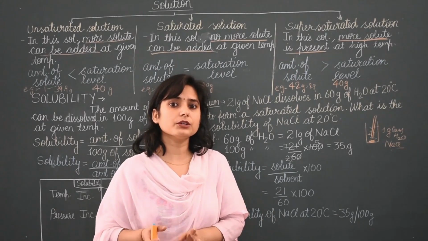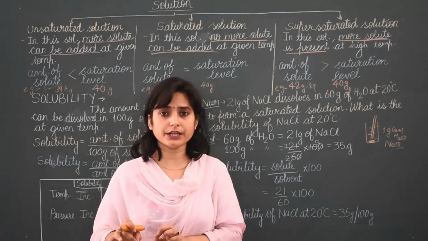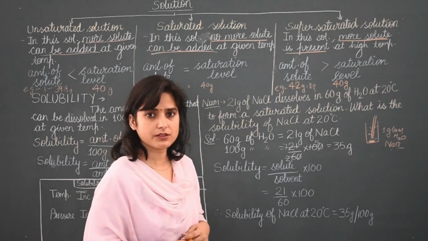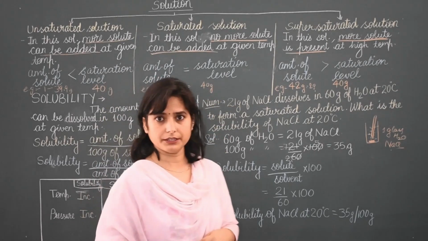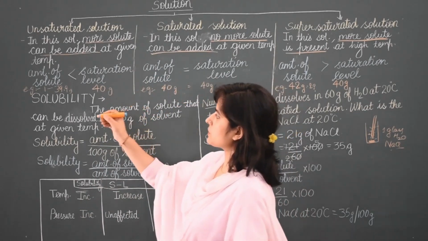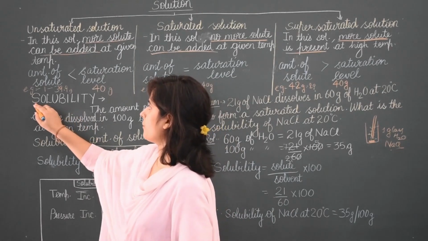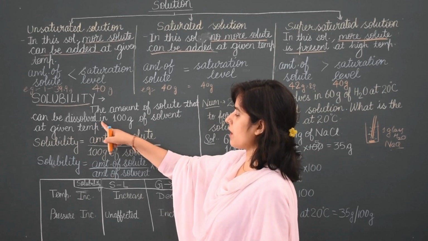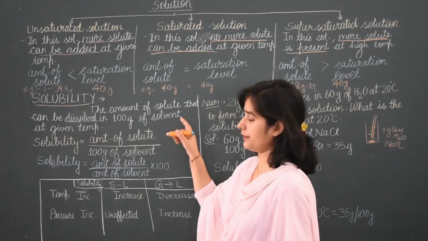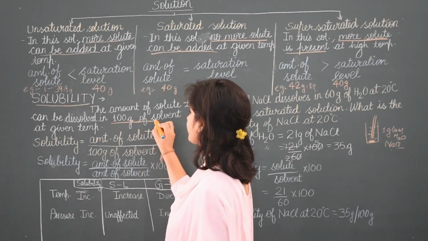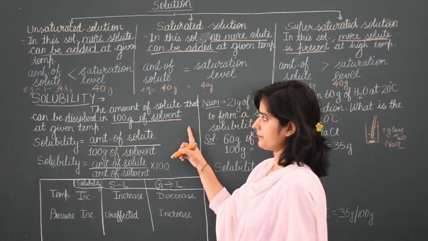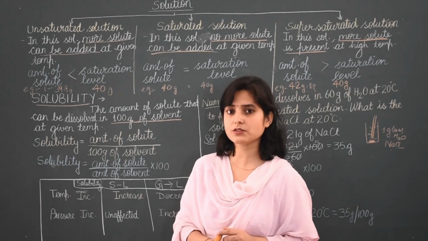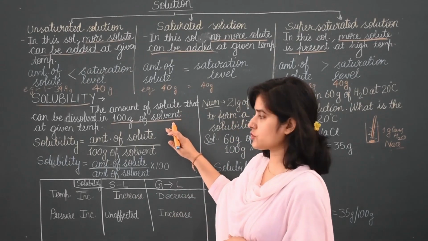But when we put that in a cold area, then the extra amount of solute starts to settle as a solid. Okay, is it clear? Now on the basis of this, a new term comes: solubility. What is solubility? The amount of solute that can be dissolved in 100 gram of solvent. Here it is important: 100 gram of solvent. That means in 100 gram of solvent, how much solute is present? That is called the solubility of that solution.